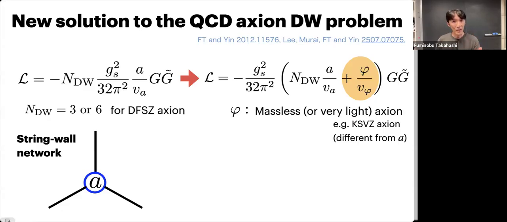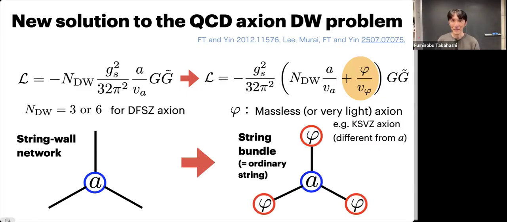We assume a post-inflationary scenario for both A and phi. So in addition to A strings, we also have phi strings. And because the domain wall number of phi is assumed to be 1, the domain walls can end, bounded by the phi string like this. So string bundles are formed in this case instead of a string-wall network. In other words, the domain wall network transitions to string bundles.